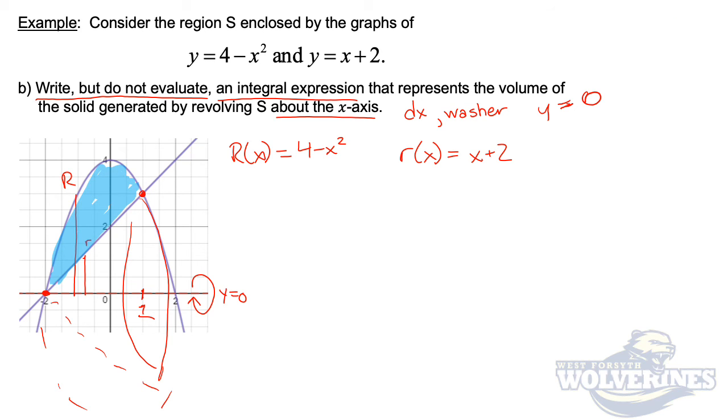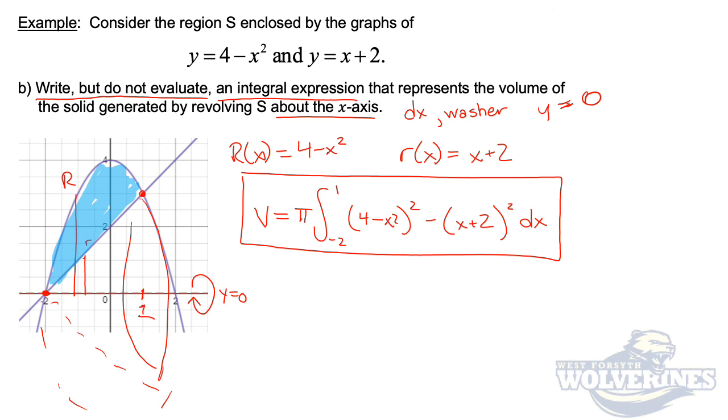But we've got our radii and we've got our boundaries. So now we're ready to set it up. Pi r squared minus r squared h. Boom. All right. Pi, integral from -2 to 1, right? So that's still left to right. And then big R, which is the parabola, squared, minus little r, squared, dx. That's it. Because it says write but do not evaluate. See? Best words ever.